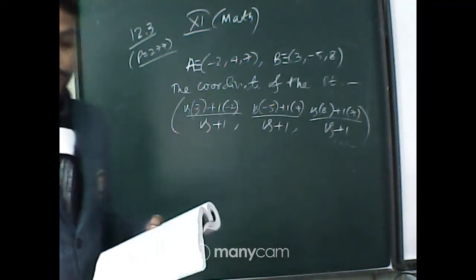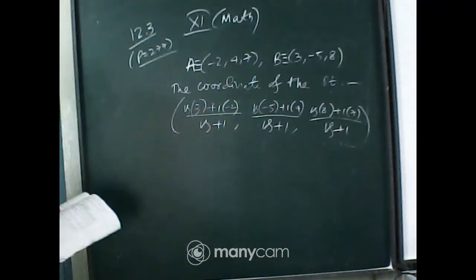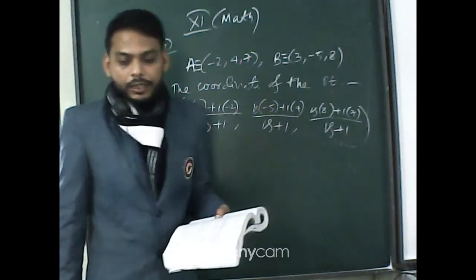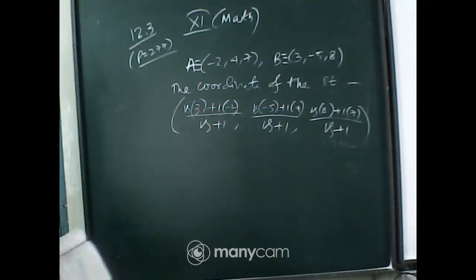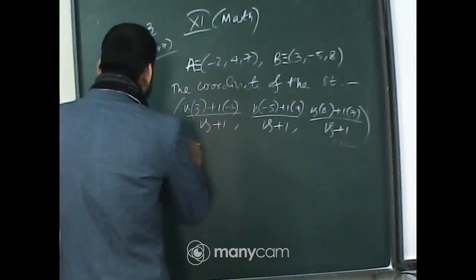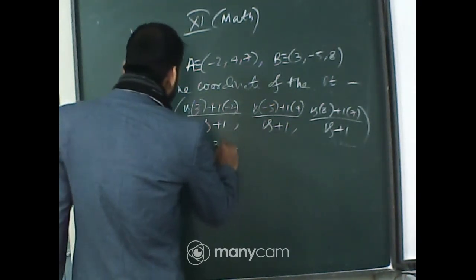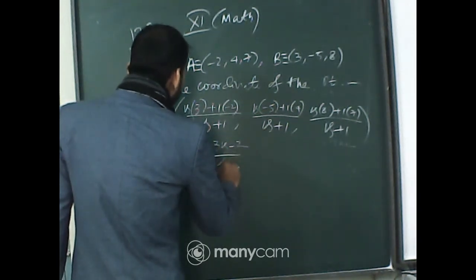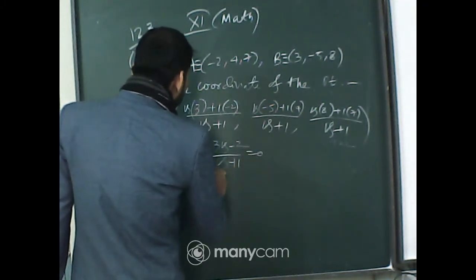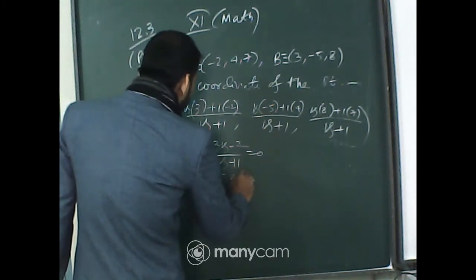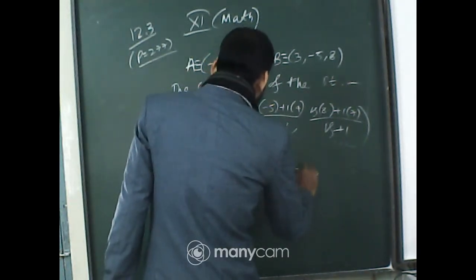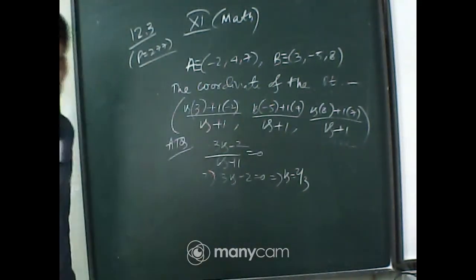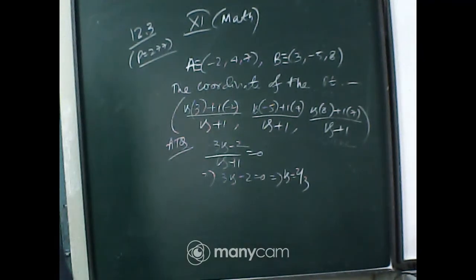Now all the points on the YZ plane are of the form 0 comma y comma z, that means the first portion will be 0. So according to the question, 3k minus 2 by k plus 1 equals 0. So 3k minus 2 equals 0, that is k equals 2 by 3. Isn't it the value of k?